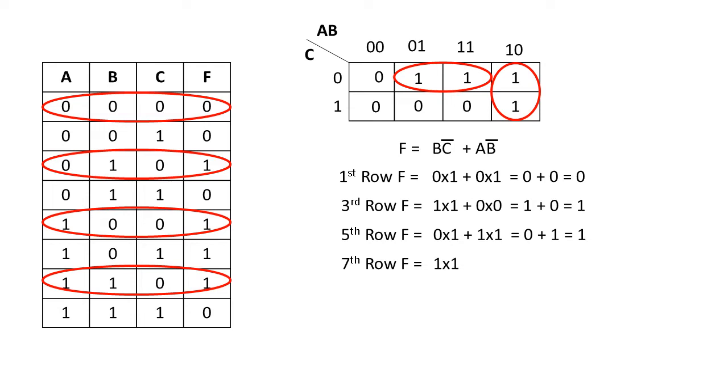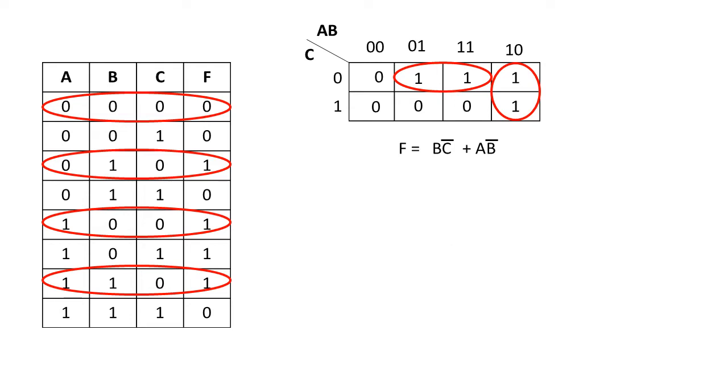Observe, 1 into 1 plus A B naught, that means A is 1, B is 1, B naught means the complement of 1, that will be 0, that means 1 into 0. Observe, what will be the value? 1 plus 0 equal to 1, that is matched. That means this particular function which we have just now created is correct. So let us go through another example.